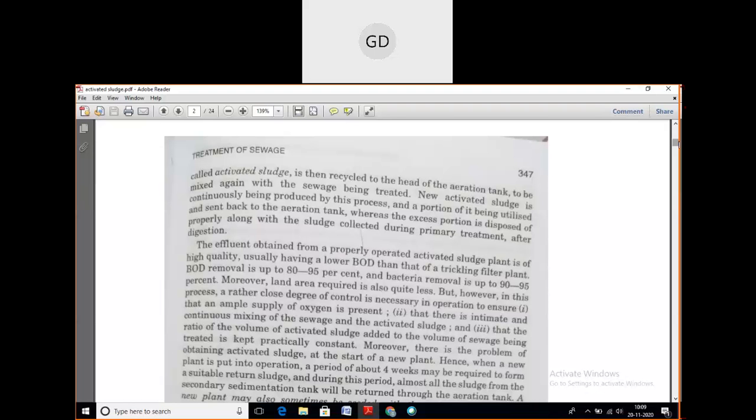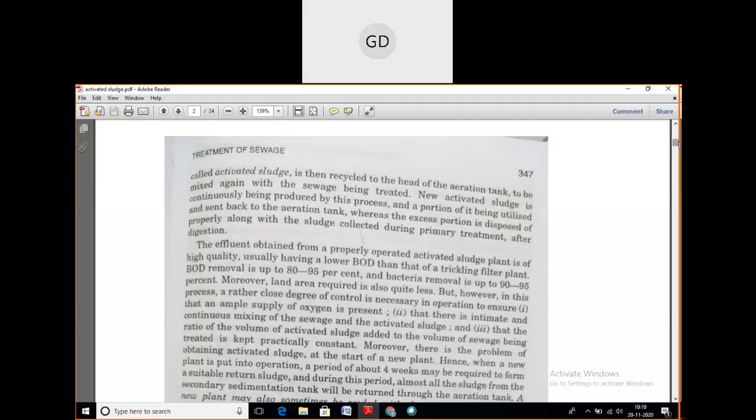So this new activated sludge is continuously produced by this process. A portion of it is utilized and sent back to the aeration tank, and the excess portion is disposed of properly, along with your primary treatment. It is disposed of in the river stream and so on.